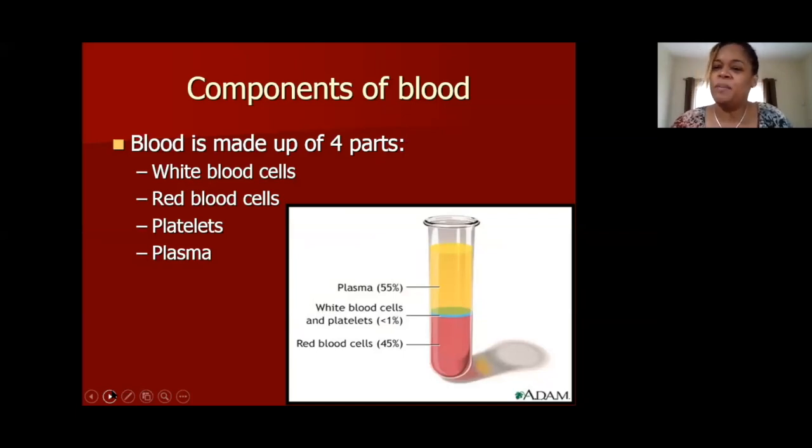It is the liquid part of blood, and plasma itself is primarily water. So when we talk about our body being more than 70% water, you have to take into account all of these fluids and liquids that are themselves made up basically of water. And that accounts for the water quantity in our bodies.